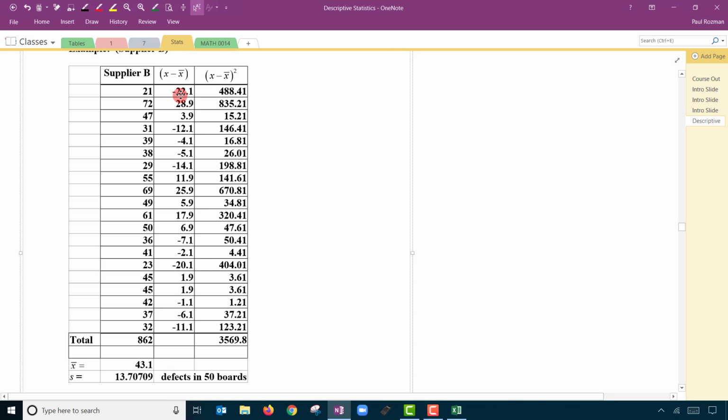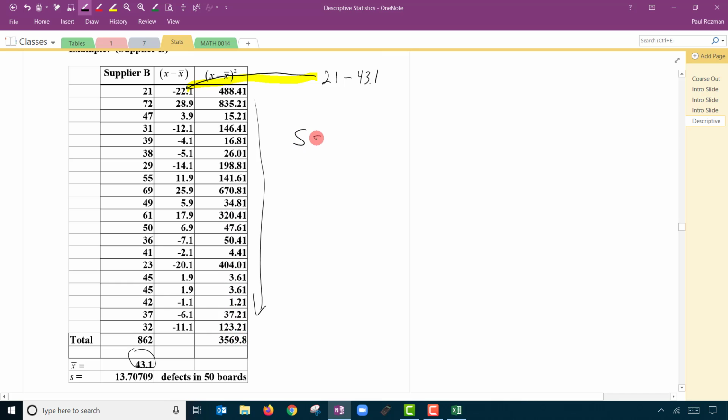And then this value that's up here, maybe I should put an arrow here, that value is 21 minus the mean, which is 43.1. And I had to do that for all of them. But I could just type the formula in this one cell and then copy the formula down. For this cell here, I'm just squaring that. And then I copy the formula down. And then I have to add all those up.